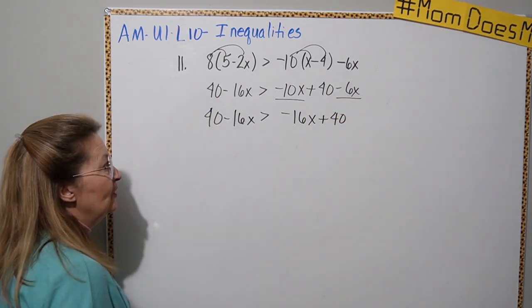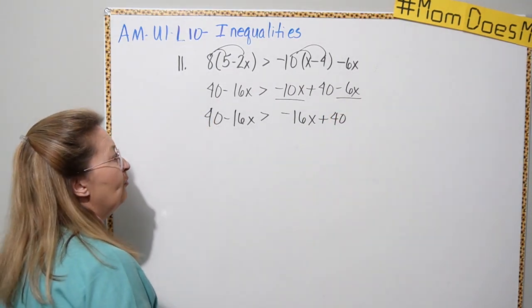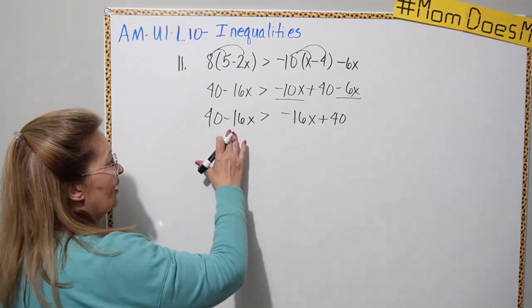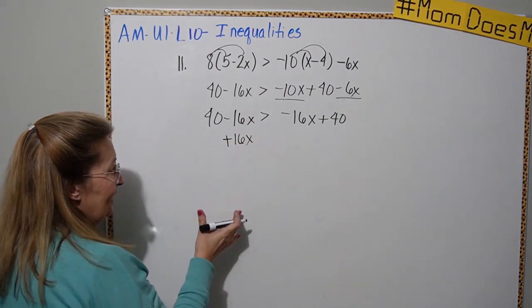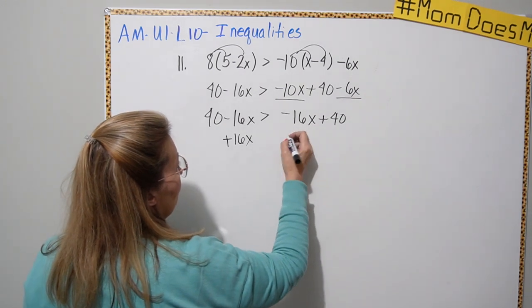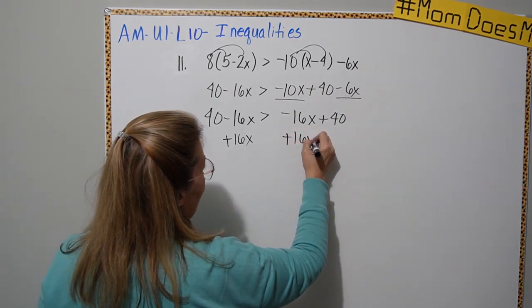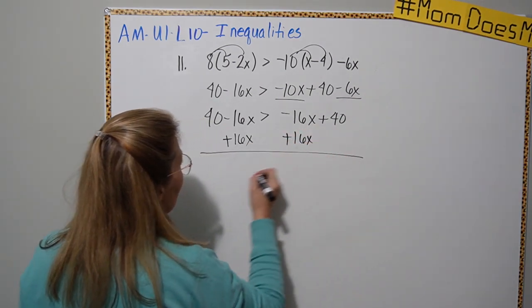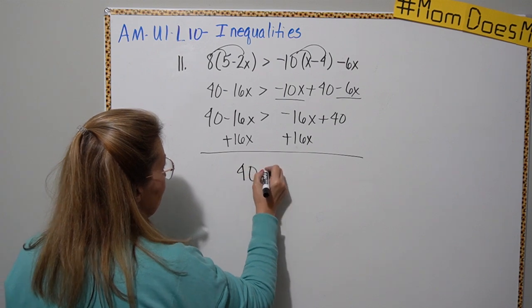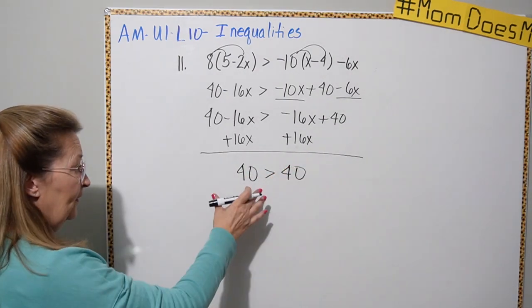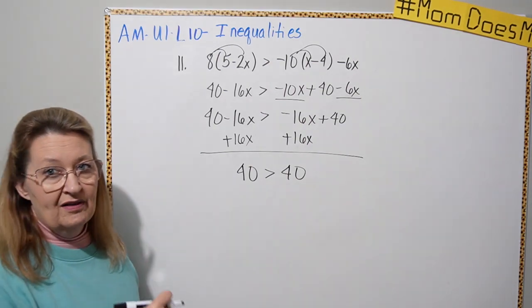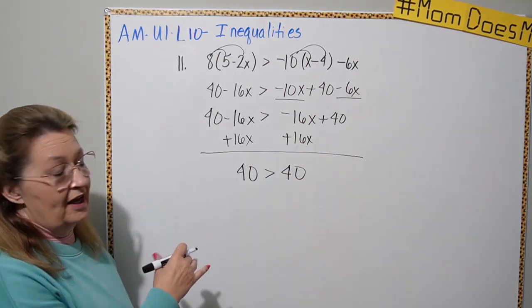All right, the next thing we like to do is get rid of all but one variable term. So I've got -16x here. Let's get rid of it by adding it. And to keep the inequality balanced, we have to do it to both sides. Now what I have is 40 is greater than 40. Well, this is not a true statement. Like in the last one, this is a false statement.